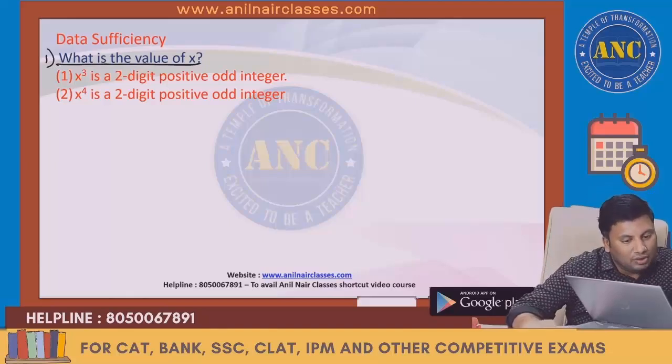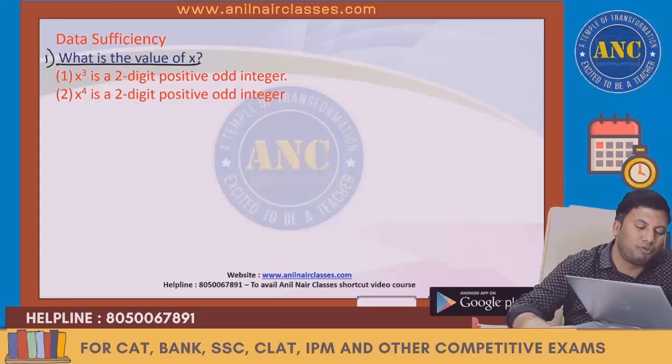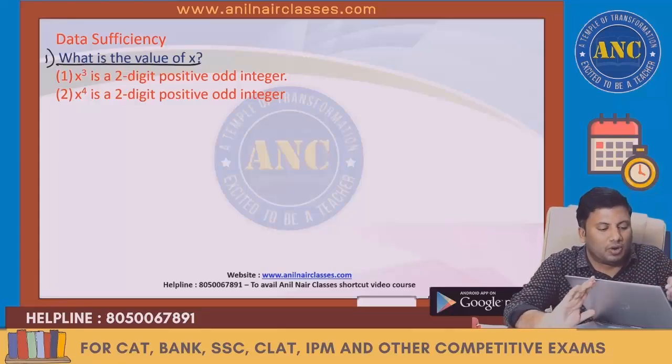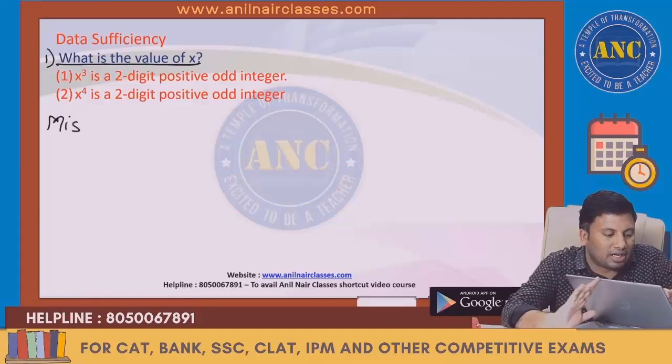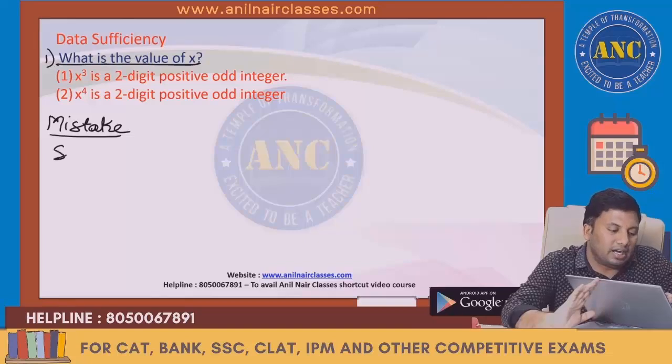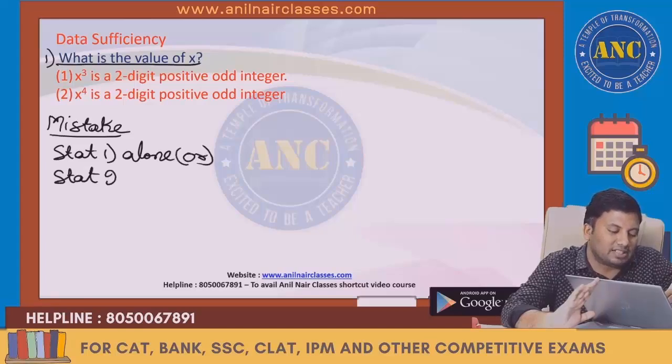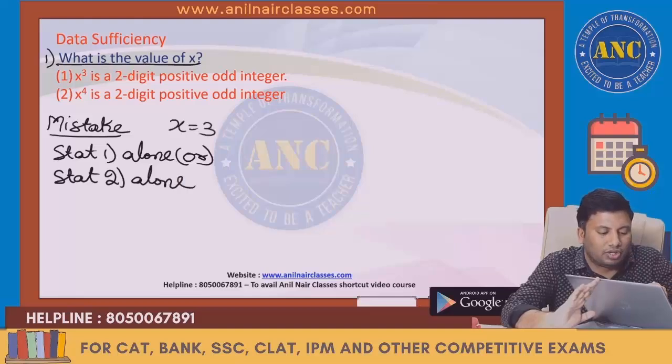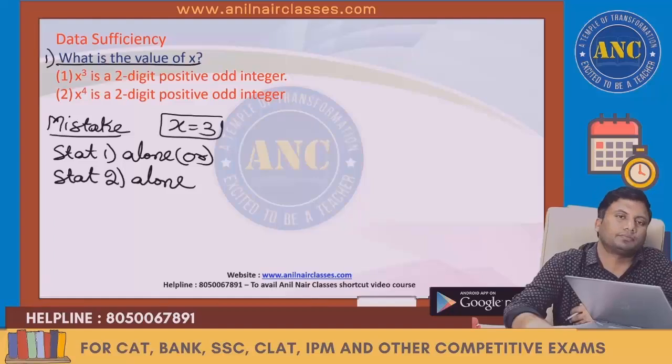What is the value of x? Statement 1: x cube is a 2-digit positive odd integer. Statement 2: x power 4 is a 2-digit positive odd integer. Students who do not have a great understanding of the concept will directly substitute, thinking statement 1 alone or statement 2 alone will give an answer, and that answer is x equals 3.